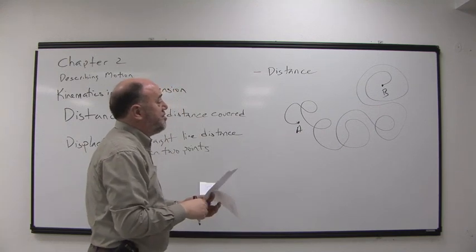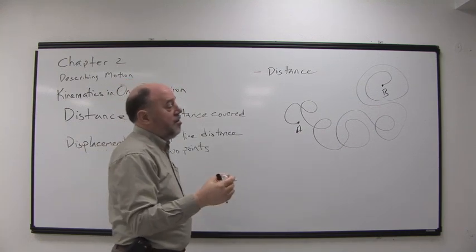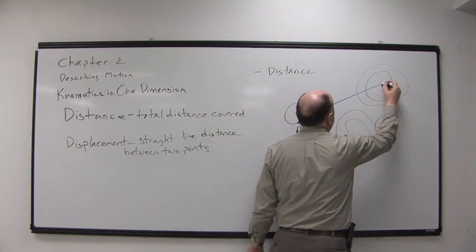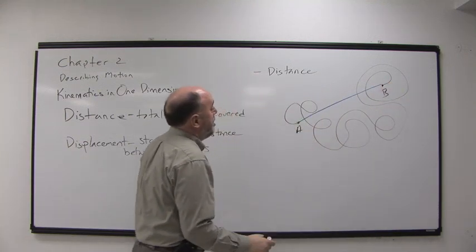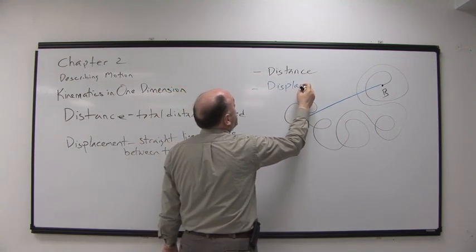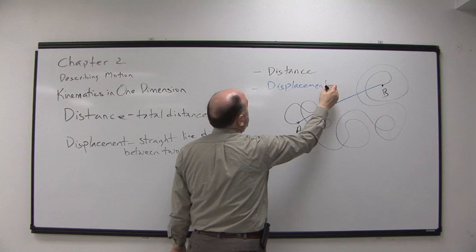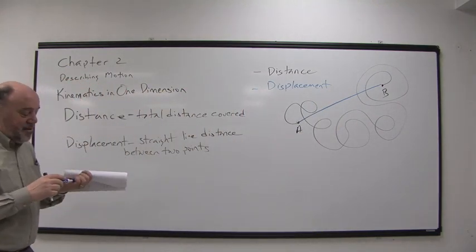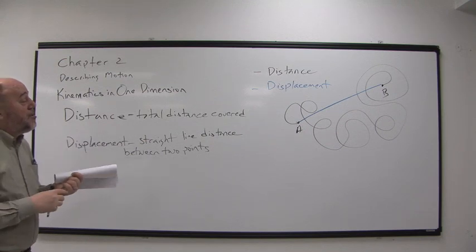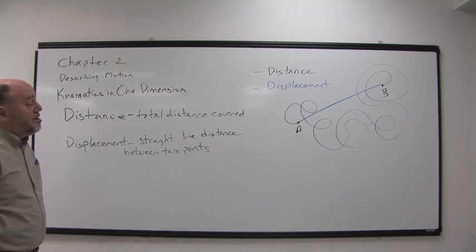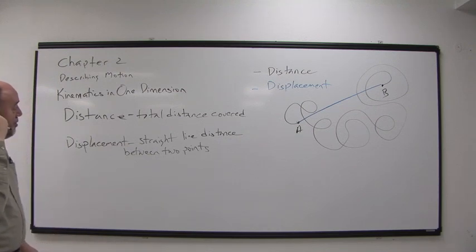Whereas the displacement would be the straight line from A to B. And so the blue line would represent the displacement. Okay. And generally, the distance will most likely be greater than the displacement. The only time they would be equal to each other is if the distance and displacement were both a straight line between point A and point B.